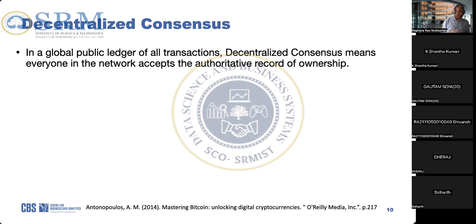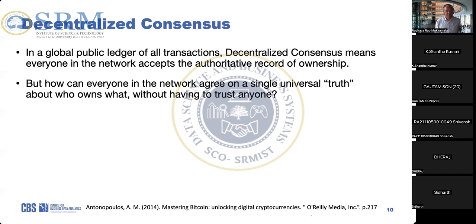Decentralized consensus indicates that everyone in the network accepts the authoritative record of ownership. What does it mean? Every node in the network agrees on who owns which coins. The nodes have no direct communication between them; they communicate over the network. But there is some sort of consensus achieved regarding who owns what, right?